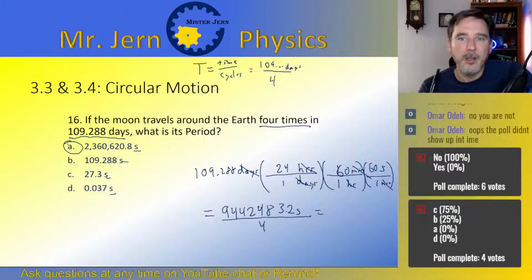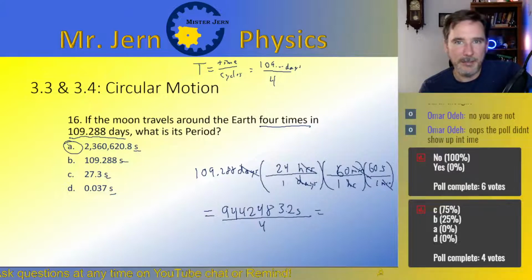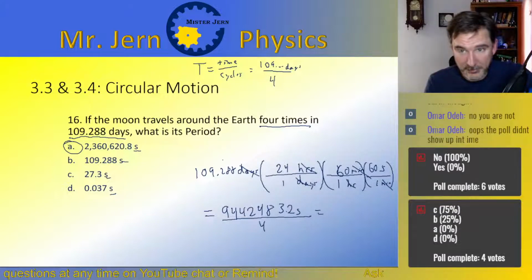Maybe I'm wrong. Yeah, so the bottom line is you take the time divided by the cycles. Just make sure that the time matches up. I don't think there's anything this complicated on the test.